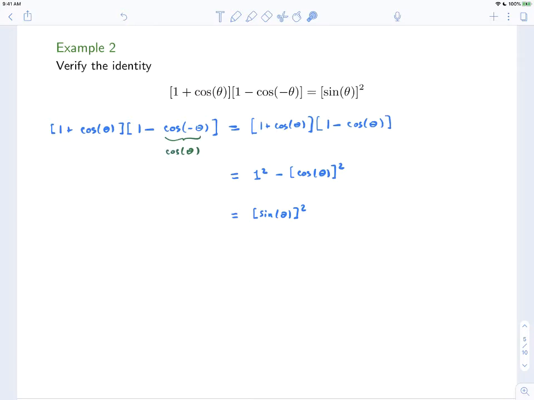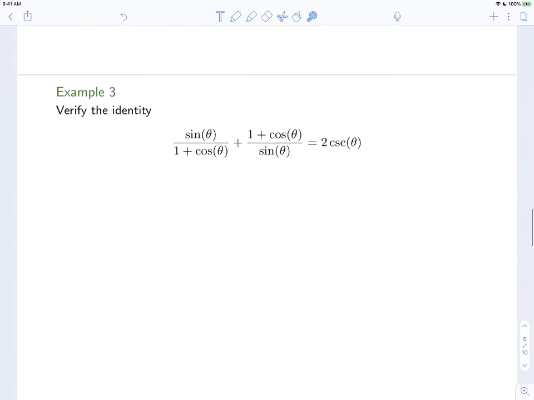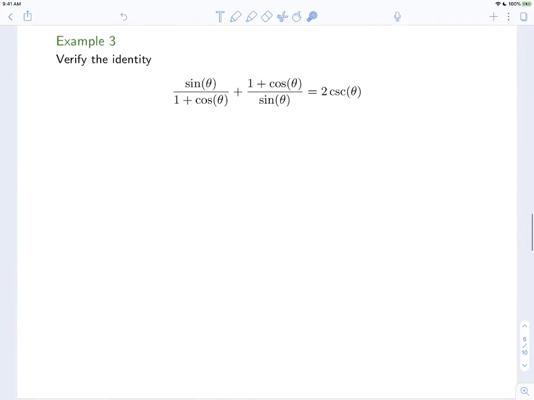Let's do another example. Verify the identity that you see here. Sine of theta divided by the quantity 1 plus cosine theta, plus the quantity 1 plus cosine theta divided by sine of theta, is equal to 2 times cosecant theta.